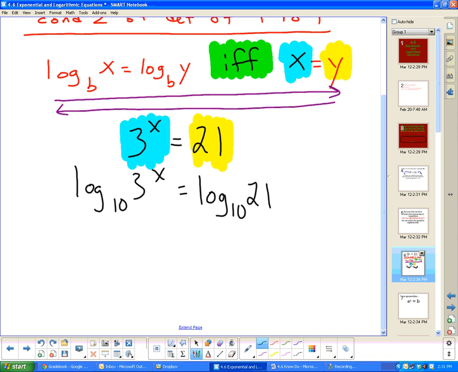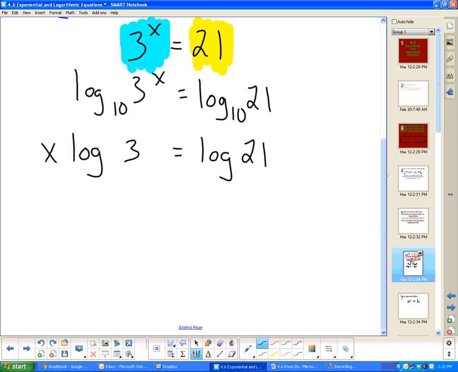Now, if I look at the left side of my current equation, I see the 3 to the x is the input. We had a property last section that allows me to rewrite the left side as x times the common logarithm of 3. I'm not going to write the subscript of 10 here; we understand that to be a common logarithm. That equals the common logarithm of 21. If I divide both sides by the common logarithm of 3, I will have x equals the common logarithm of 21 divided by the common logarithm of 3.